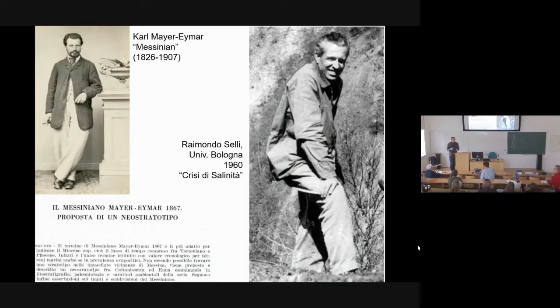He was the one who defined the Messinian stage, based on the recognition that during a similar period of time there were outcrops all over the Mediterranean showing evaporitic conditions. And Raimundo Selli was the one who defined the Messinian Salinity Crisis concept.